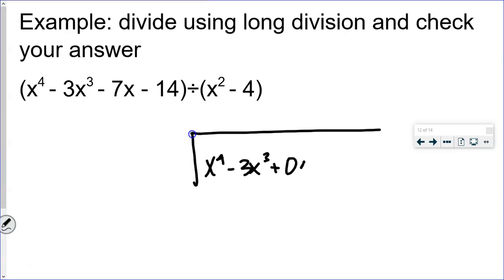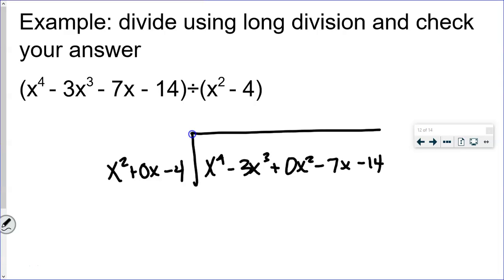Do y'all notice that? A 0x squared. Then I'm going to do minus 7x minus 14. So this time, listen, we're going to do x squared plus 0x minus 4. This is going to help us make sure we don't miss anything, okay?